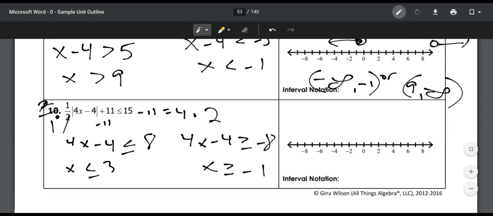And so we have negative 1 colored in, 3 colored in, and it's less than that one, greater than that one, so it's in the middle. So it only goes from negative 1 to 3. All right, and make sure you're practicing this also.